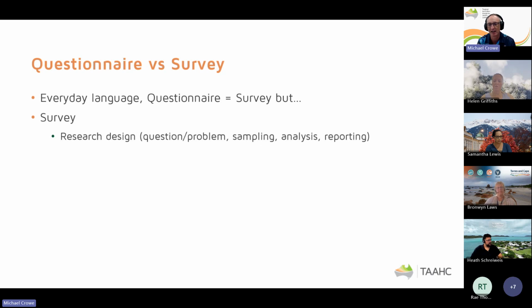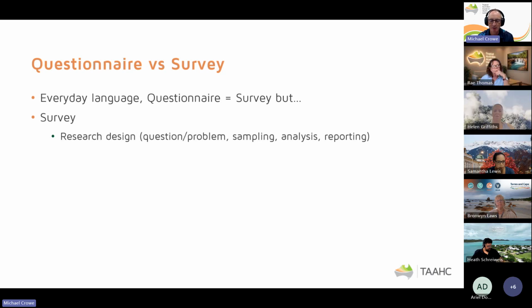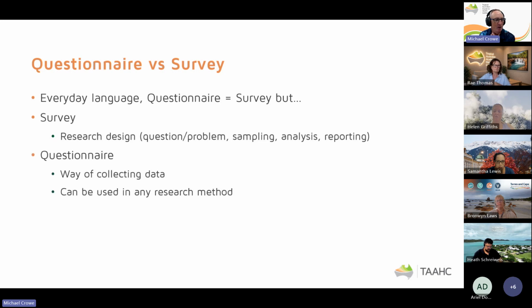That involves things like having a research question or trying to solve a problem, deciding about sampling and analysis, and all of those sorts of things. So it's a very broad thing, whereas a questionnaire is simply a way of collecting data, and it can be used in any research method. Questionnaires are used quite broadly just to collect data rather than necessarily doing a survey as such.